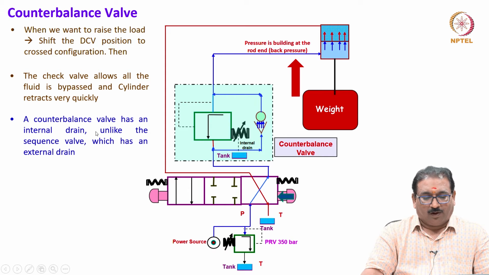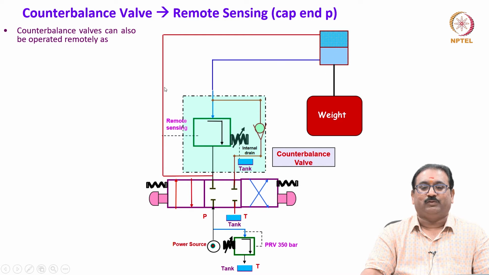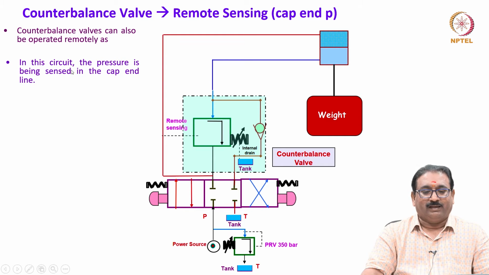A counterbalance valve has an internal drain, unlike the sequence valve, which has an external drain. Also please remember, friends, you do not need to monitor or open the valve here; you can read from the remote sensing. Now you will see I am reading the head side pressure, not the tail side pressure. This is also allowed, remote sensing. The counterbalance valve can also be operated remotely, as in this circuit the pressure is being sensed at the cap end.